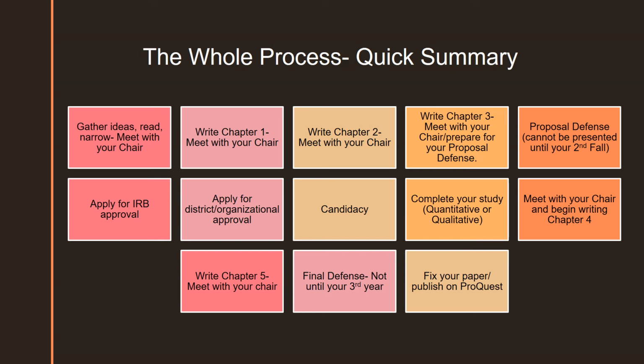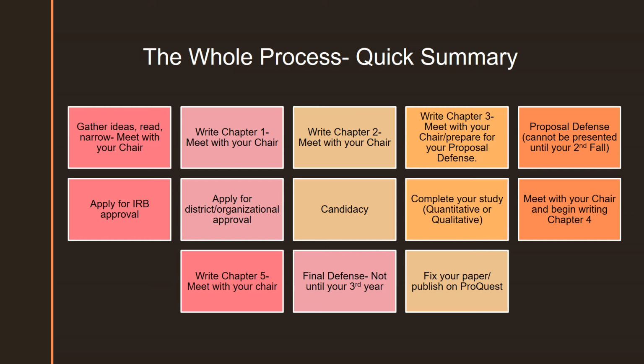You meet with your chair to prepare for your proposal defense. Your proposal defense can't be presented until your second fall semester. If your proposal is approved, then you can apply for IRB. Then you can apply for your district organizational approval. All school districts request that you have IRB approval. It goes back and forth, but you have to notify a district if you are using their data or interviewing their people. At that point, once you've gotten to that point, you will be approved for candidacy.